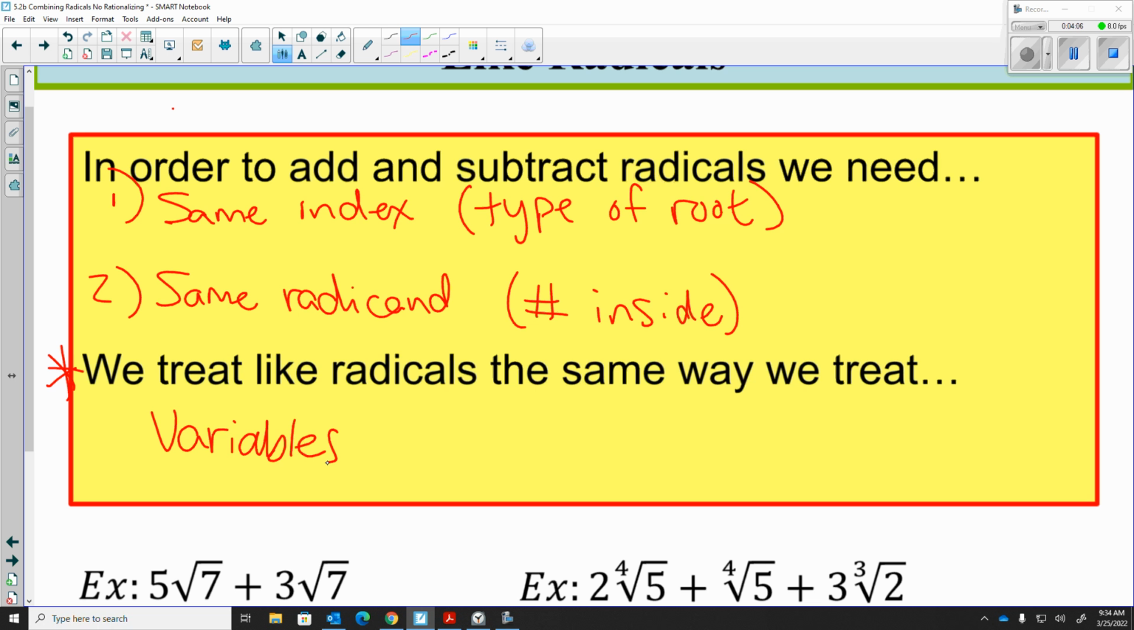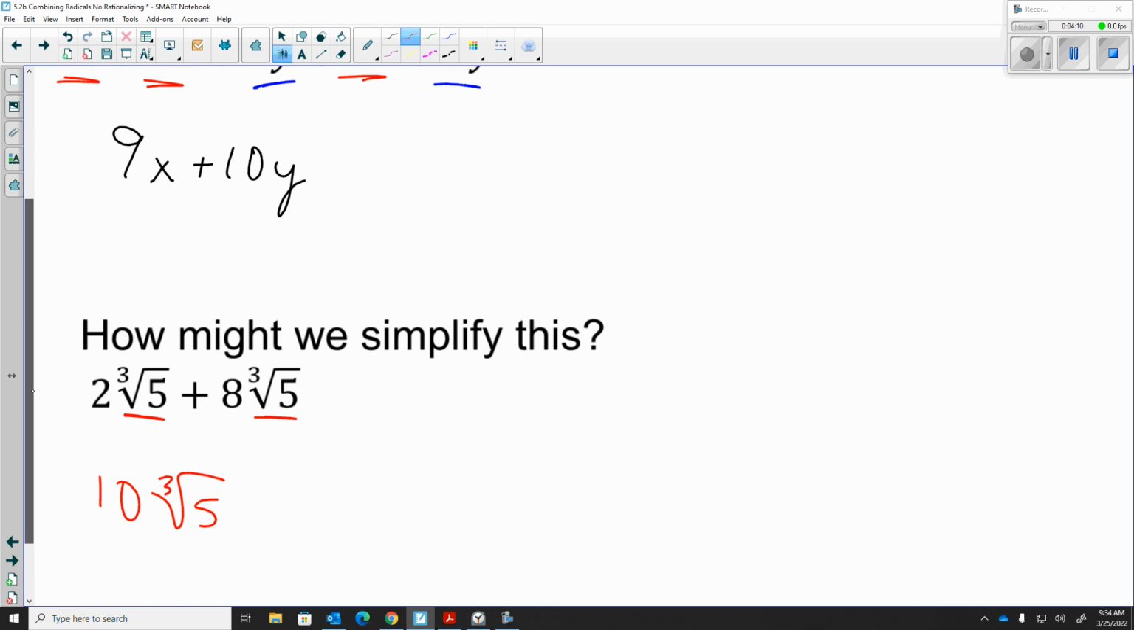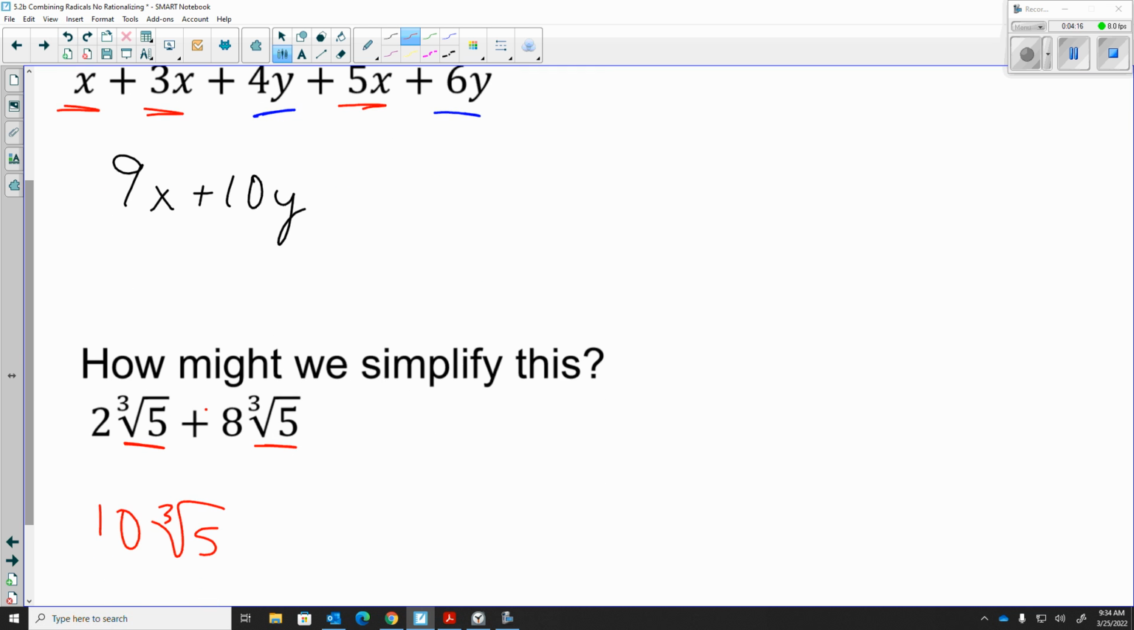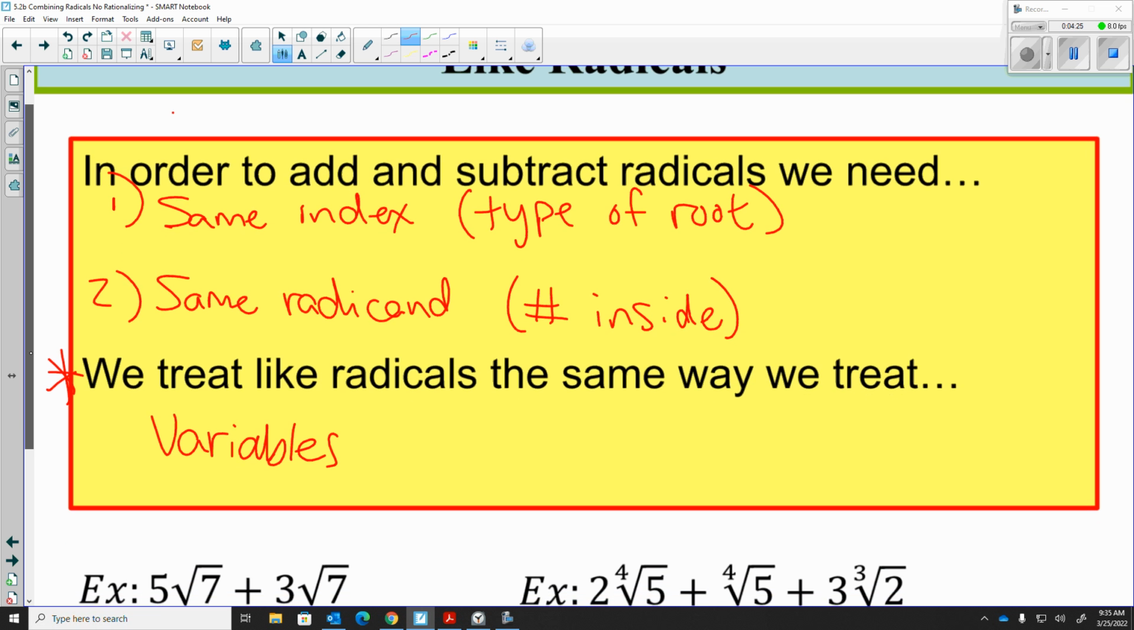So on the last, this thing, we're adding. It's plus, so 2 plus 8 is 10, and then this is just like a variable. Okay? Is this making sense so far? Okay.